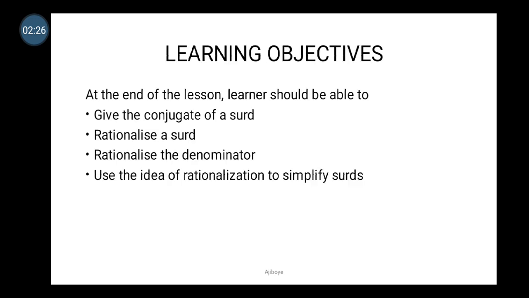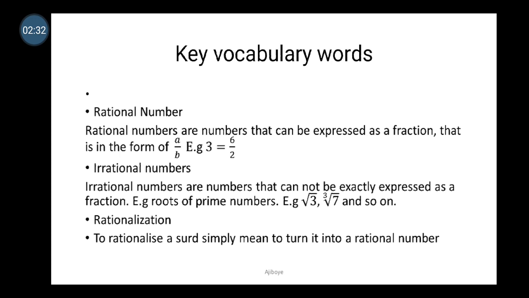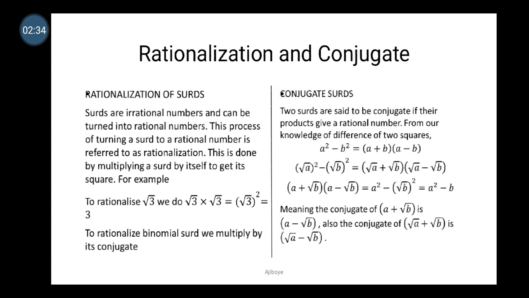Learning objective: at the end of the lesson, learners should be able to give the conjugate of a surd. I think I've stated that before. And then rationalization and conjugate. Rationalization of surds. Surds are irrational numbers and can be turned into rational numbers. This process of turning a surd to a rational number is referred to as rationalization, as I have explained earlier.